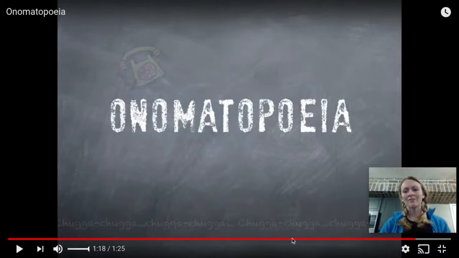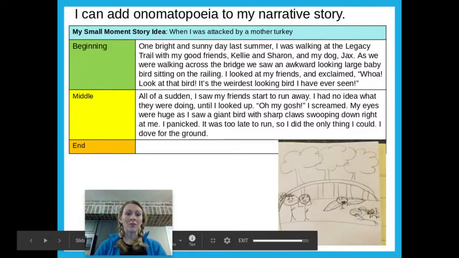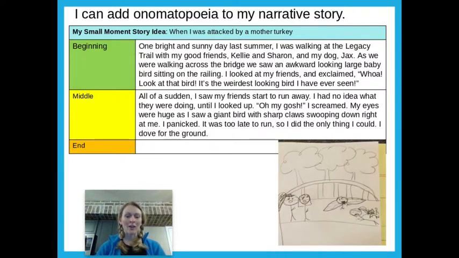Let's take a look. All right, so today I have two jobs. Today I can add onomatopoeia to my narrative story. What you're going to do is finish the end of your personal narrative story, but you're also going to be thinking about places where you might include some onomatopoeia or sound effects. So I'm going to reread just in case I want to add some in the beginning or the middle. I might have a good place there. But as I am writing the end of my story, I'm going to think about if I would like to include some sound effects. If I were writing about this right now, I would say, woof, woof, Remy is barking. That's onomatopoeia.